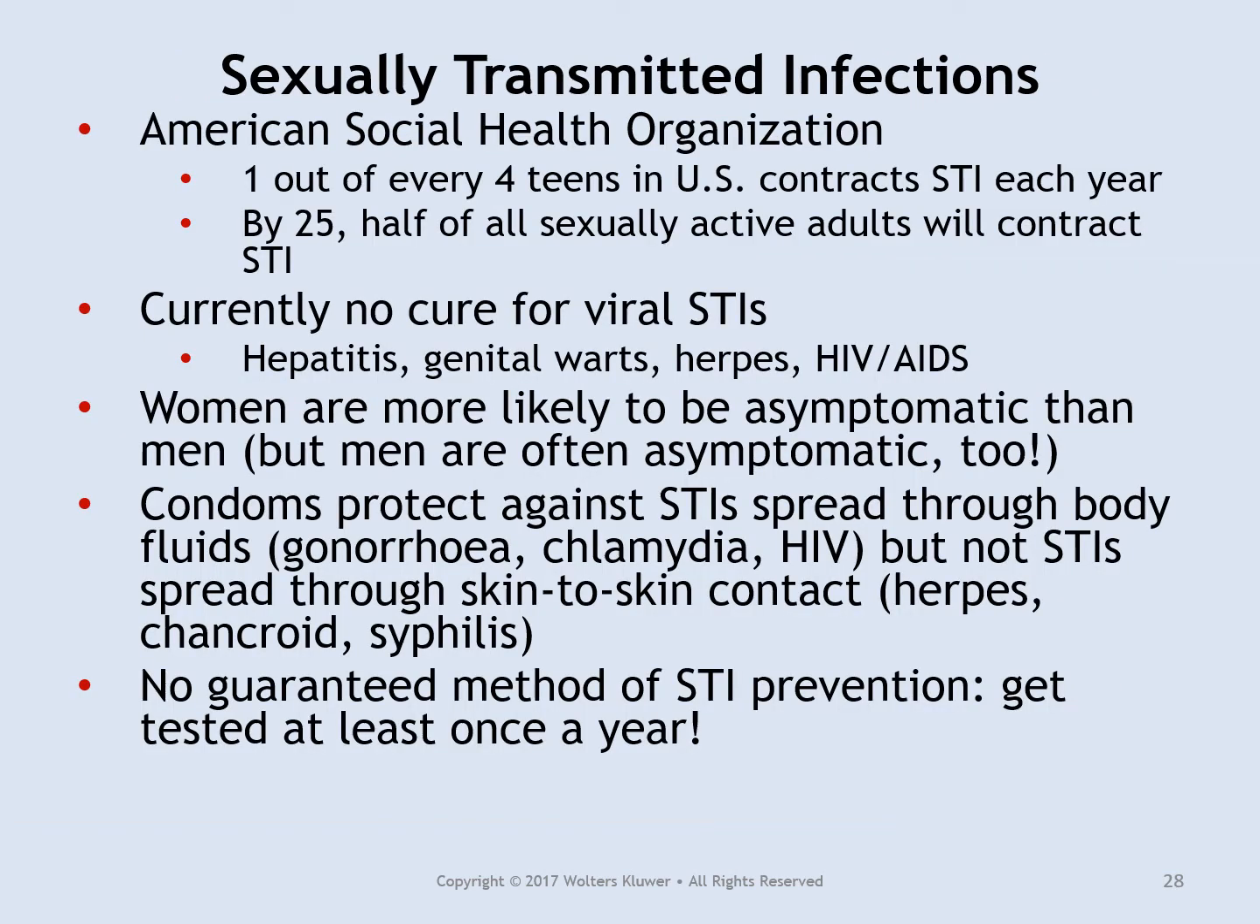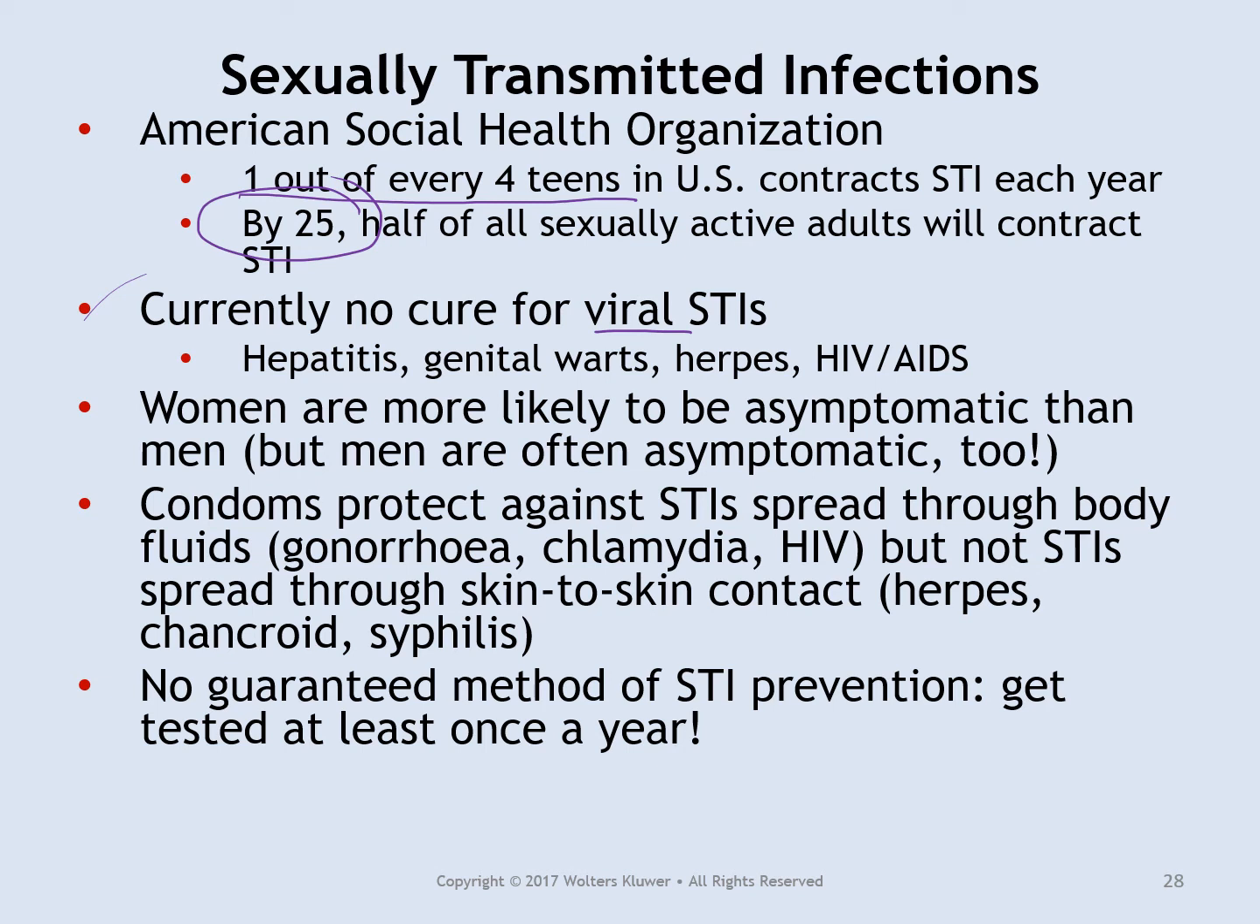So this is just kind of a basic wrap-up about STI information. This comes from the American Social Health Organization. So 1 out of all 4 teens in the US contracts an STI every year. By age 25, half of all sexually active adults will contract an STI. You know how old you are, you know if you fall into that category. Currently, there's no cure for viral STIs. This is stuff like hepatitis, HPV, herpes, HIV. Women are more likely to be asymptomatic than men, which means they'll have that STD but not show symptoms of it.